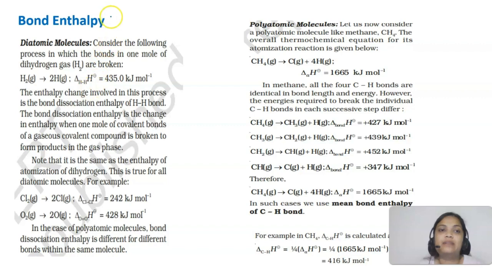Same goes with bond enthalpy. Bond enthalpy also, you know, students, whenever bonds are formed, energy is released, but when bonds are broken, energy is required. So let's say if I am having 1 mole of dihydrogen gas, 2 atoms. If I want to find out the bond enthalpy for the H-H bond, how much energy is required to break this H-H bond, it is 435.0 kilojoule per mole. So this is the bond dissociation enthalpy of this H-H bond. Okay, means it is the change in enthalpy when 1 mole of covalent bonds of gaseous covalent compounds are broken to form products in the gaseous phase.